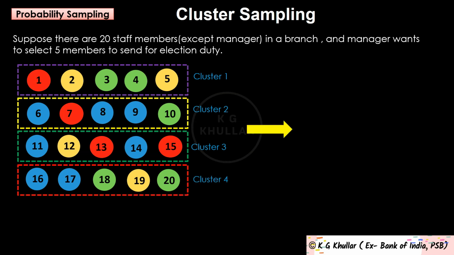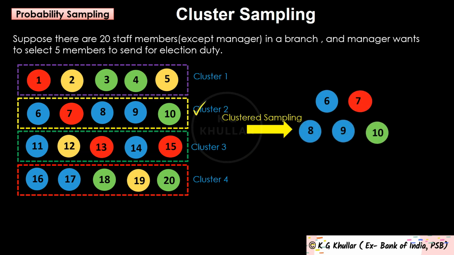Now to make the clusters mixed, he may put chairs numbered 1 to 20 in a bowl and then ask all members to pick one chair. And then he will make clusters with staff members containing numbers as shown here. I hope this is clear to you. And finally, the manager will pick any of the 4 clusters, and thus he will have 5 members nominated for election duty. So friends, I hope cluster sampling is also clear to you.